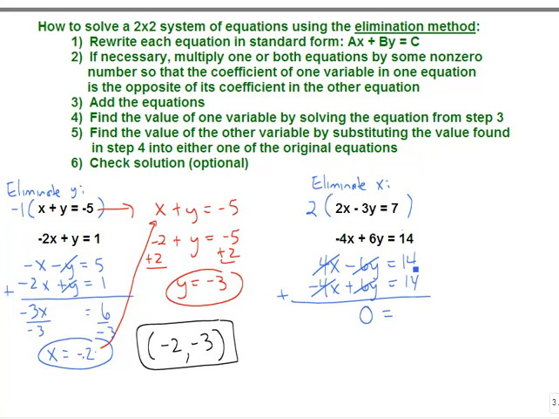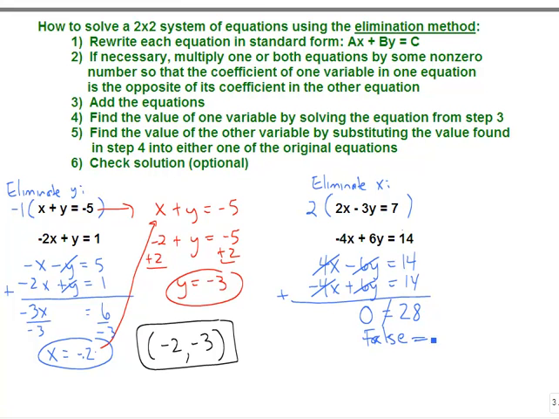On the right-hand side, be careful. These are both 14s, but they're not opposites, so they don't cancel out. 14 plus 14 is 28. If your variables all cancel out like this, then remember you want to look to see what's left. Either it's a true statement or a false statement. And in this case, 0 does not equal 28, so this is a false statement.